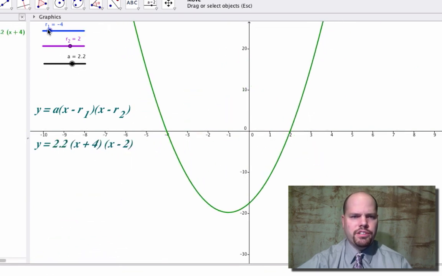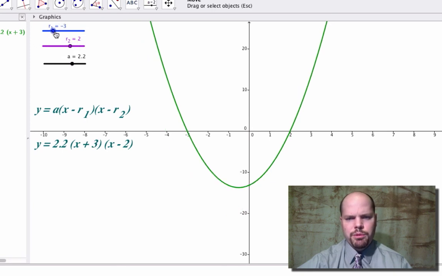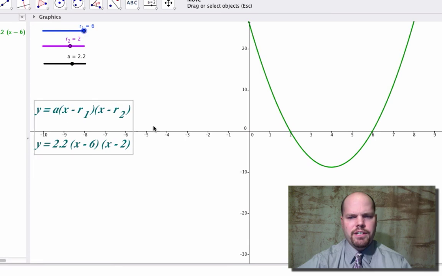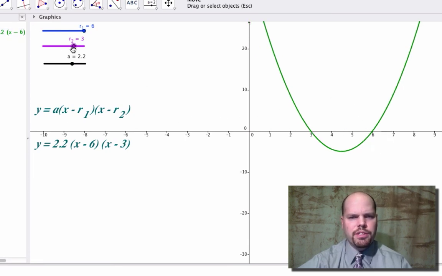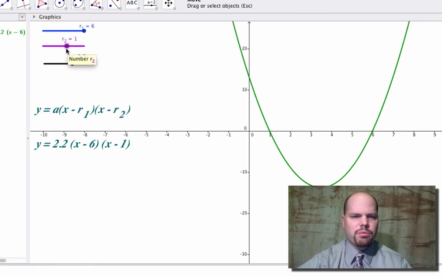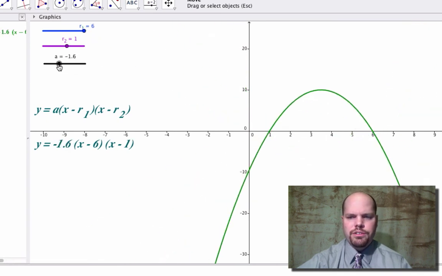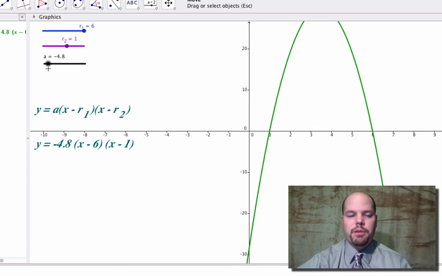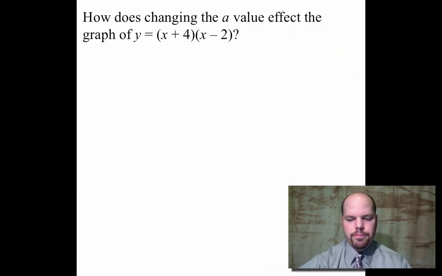Now let's say I want to change the x-intercepts. I would just move my slider here. Okay, so let's say I have x minus 6, and now I have x-intercept at 6, and let's move this to 1. Okay, so I'd have x minus 6, x minus 1, so I have x-intercepts at 1 and 6. The a value is just going to affect where the vertex is, but not where the x-intercepts are.